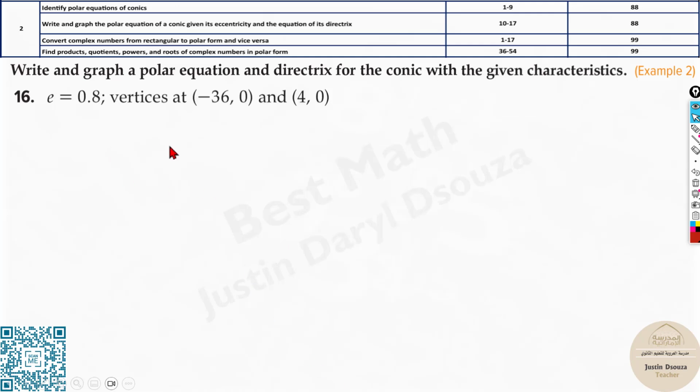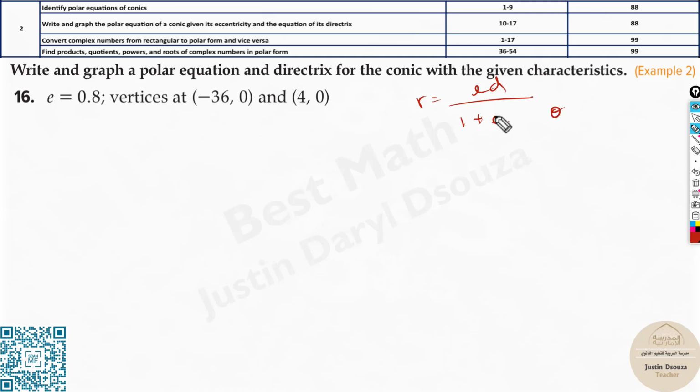Now, what if you have been given 2 points like this? They have given you vertices are at so and so. The E value for the eccentricity value is 0.8. So I know it's an ellipse. Let me write the equation. R equals ED divided by 1. Now the problem for me is I have no clear picture whether it is cosine or sine, isn't it? So let that be for now. Plus something, some trigonometric equation, theta.